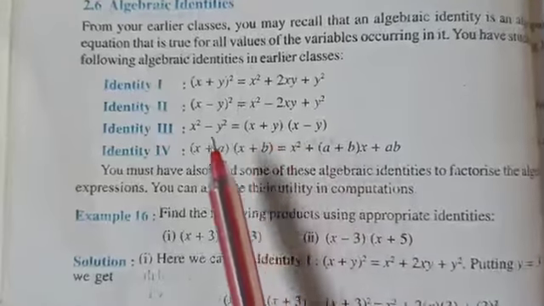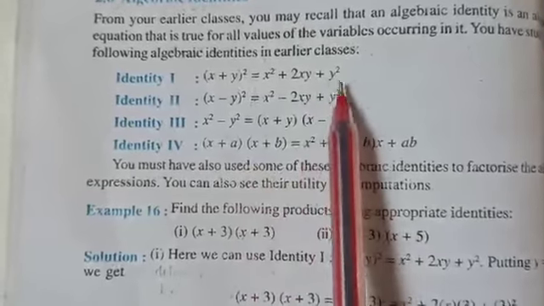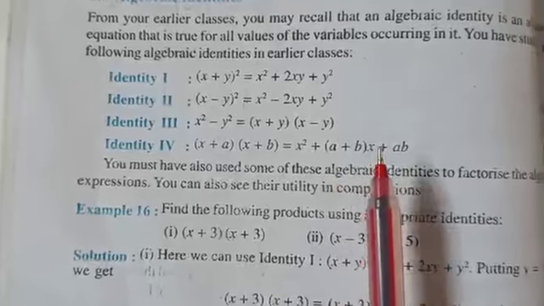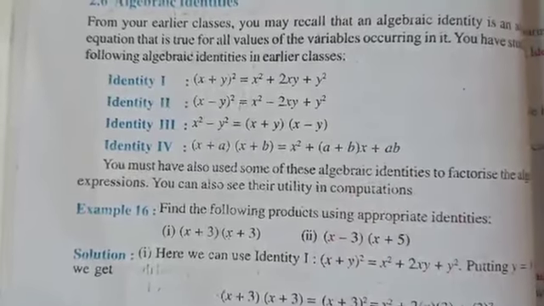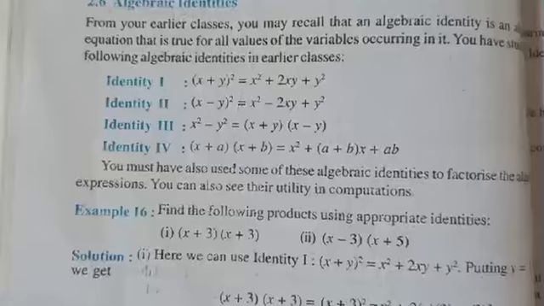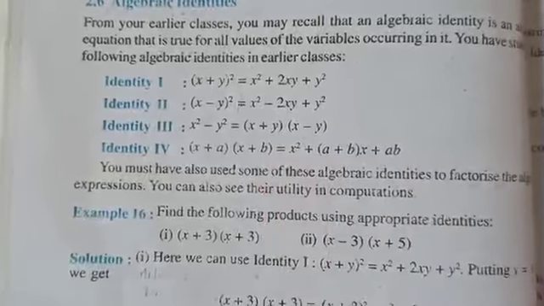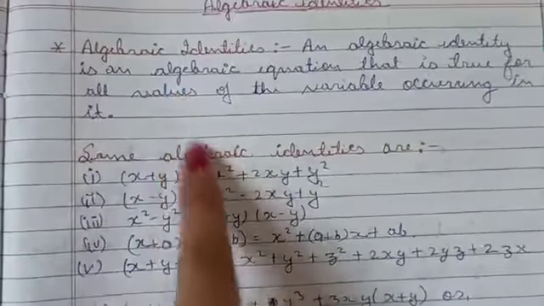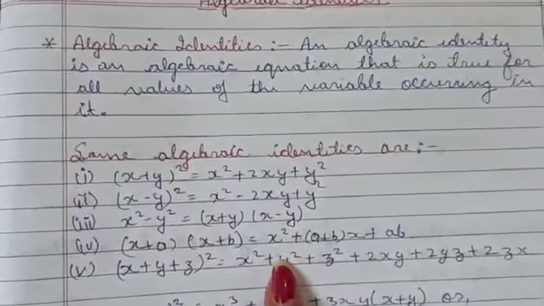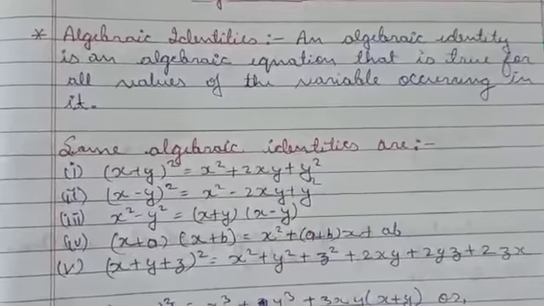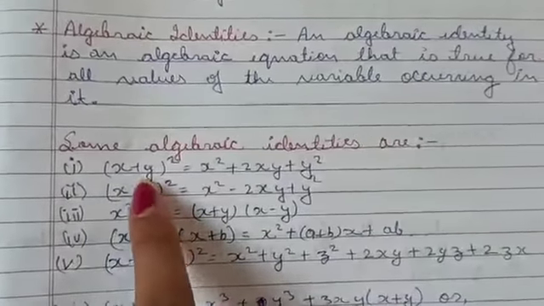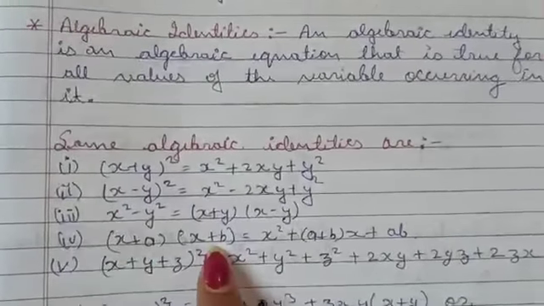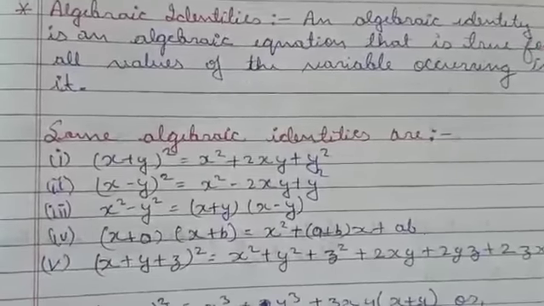See, identity 1, 2, 3, 4. These are the 4 basic algebraic identities, which you have studied, I think, in class 8th and class 7th. And 4-5 more identities we will study after these basic identities. So let us see what they are. This is the definition of algebraic identities, which I have already explained. The first 4 identities are very basic, and we have learned them in our previous classes also.